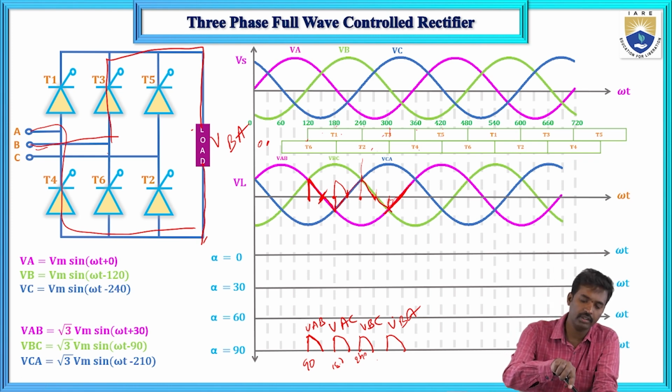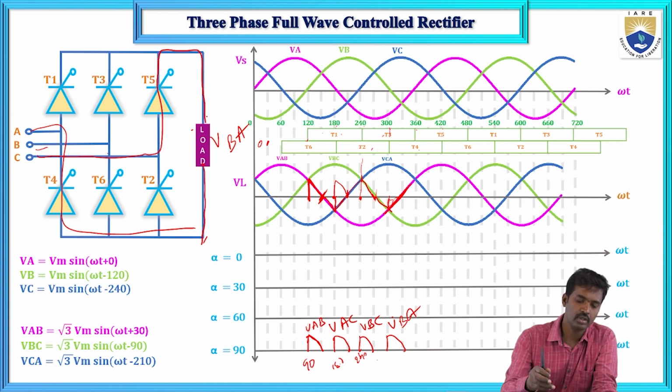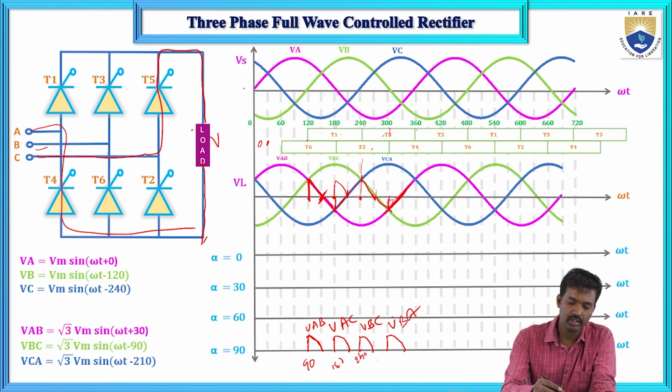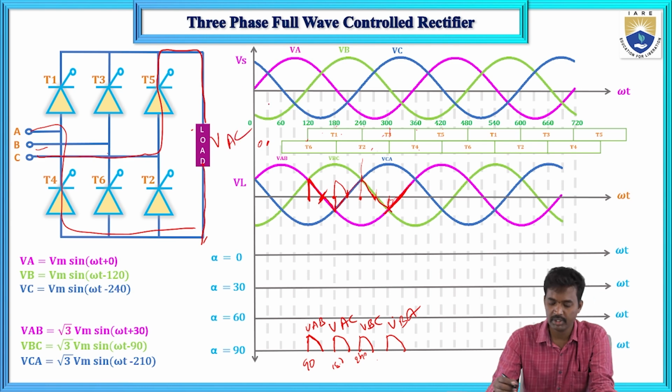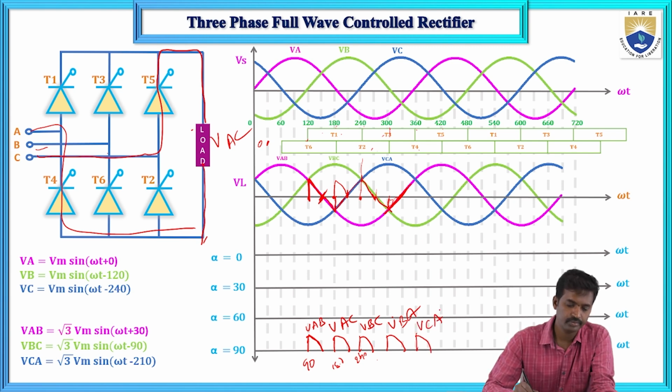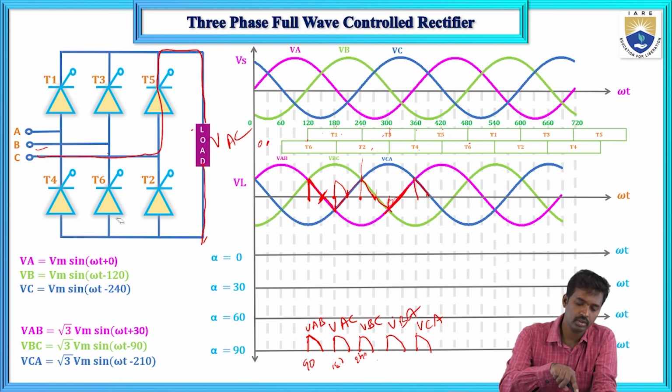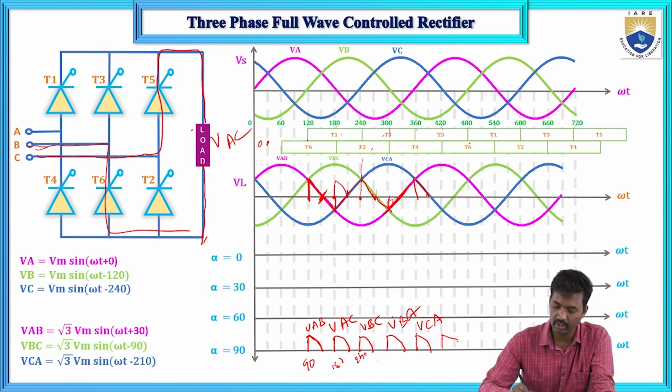T4 and T5 thyristors will conduct means that is VAC. VAC means here that is completely opposite to this one. So that is VCA. VCA means this duration. And next, 420 to 480, T5 and T6 will conduct. Now again T5 and T6 will conduct. So it will come like this.